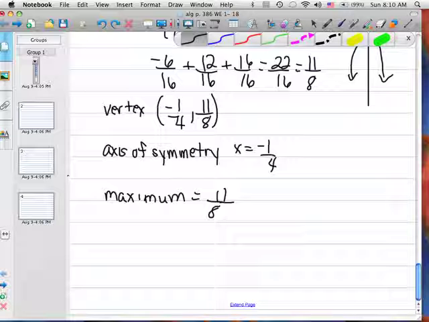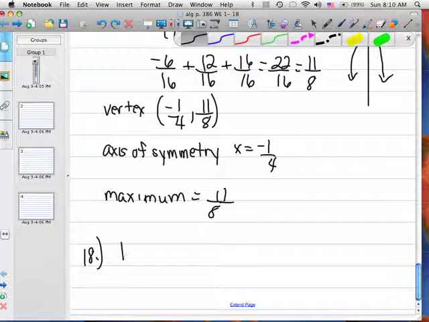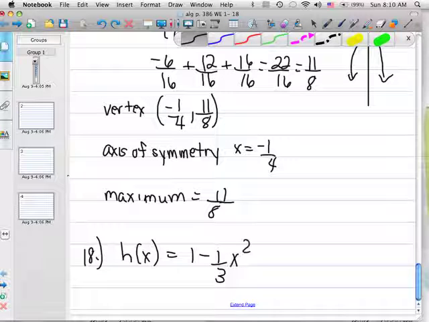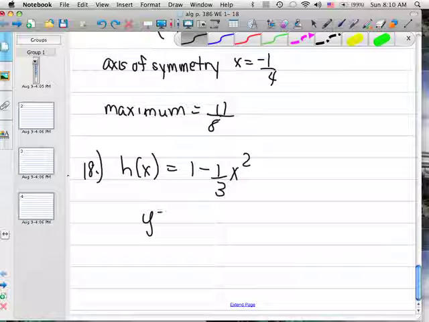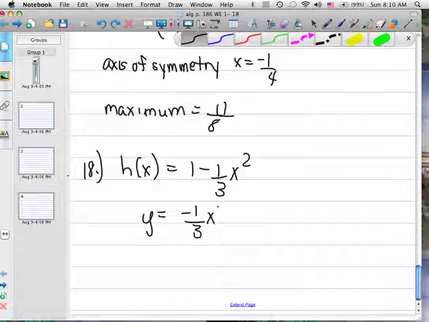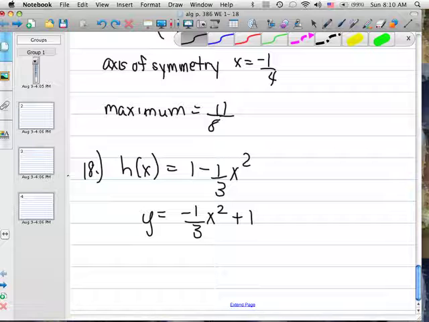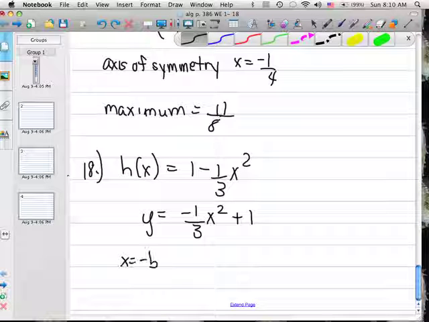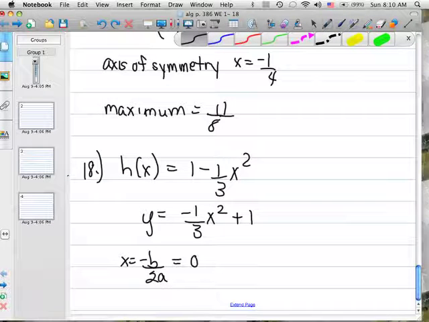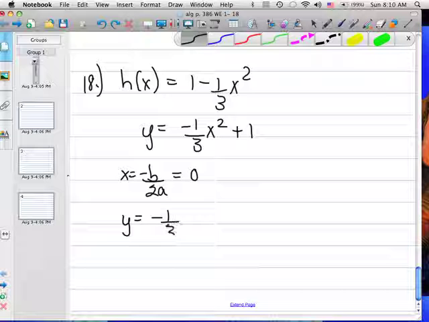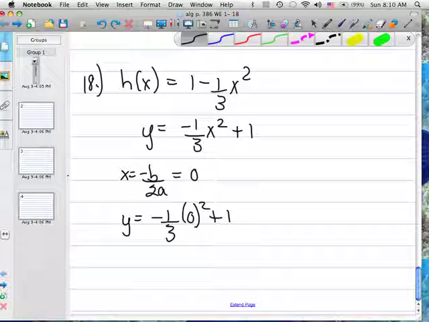And the last problem, number 18. You have h of x equals 1 minus 1/3 x squared. Turn that around. So y equals negative 1/3 x squared plus 1. So there's no x term, so the opposite of b over 2a is going to be 0. Now we have to find y, so we substitute 0 in for x here, so we get y equals negative 1/3 times 0 squared plus 1. So y equals 1, since that'll be 0.